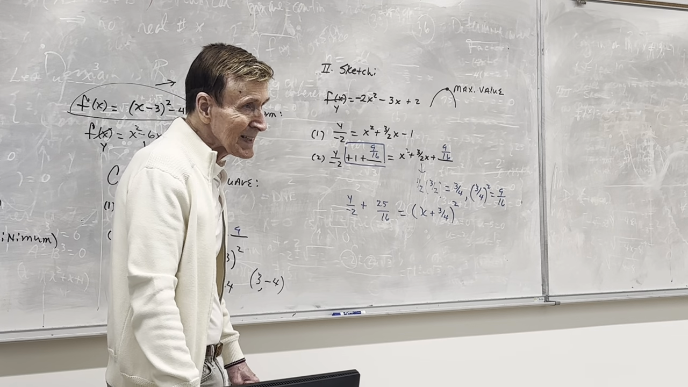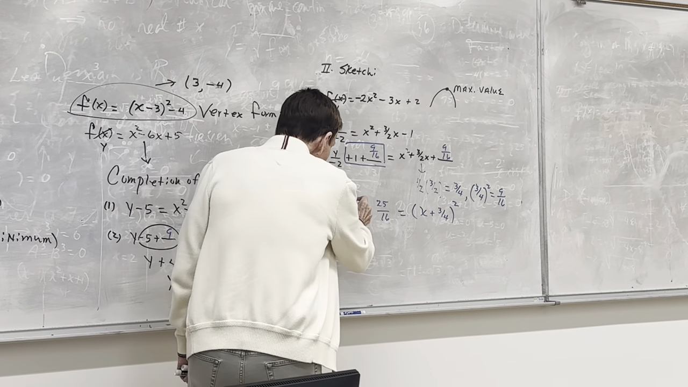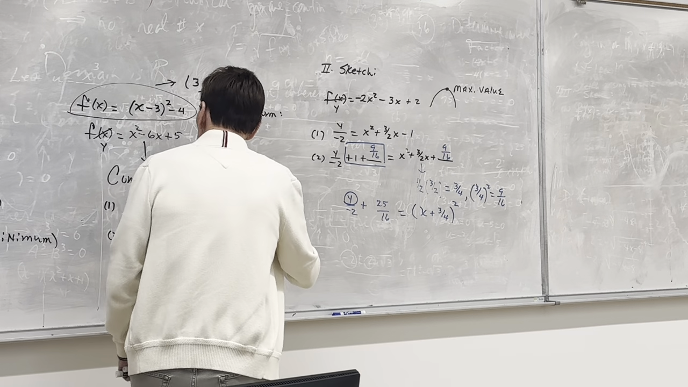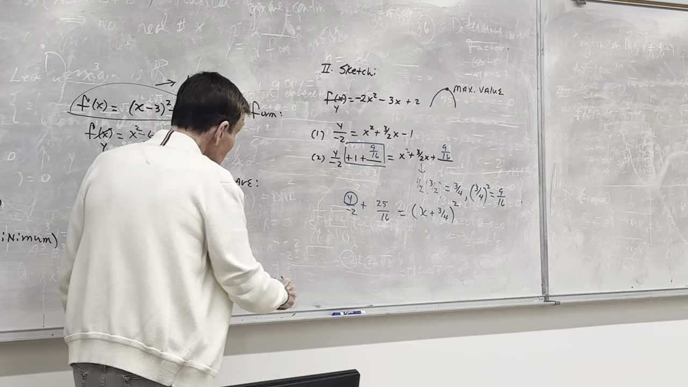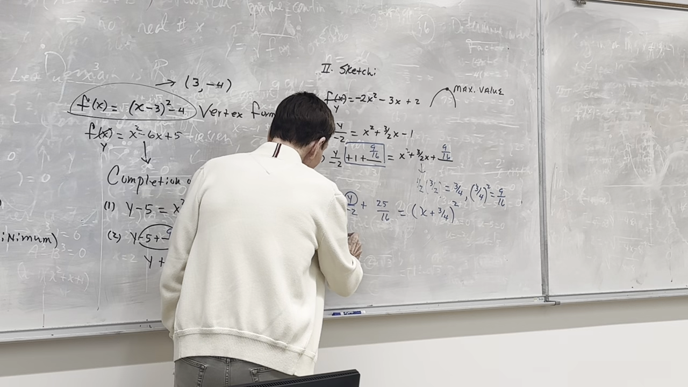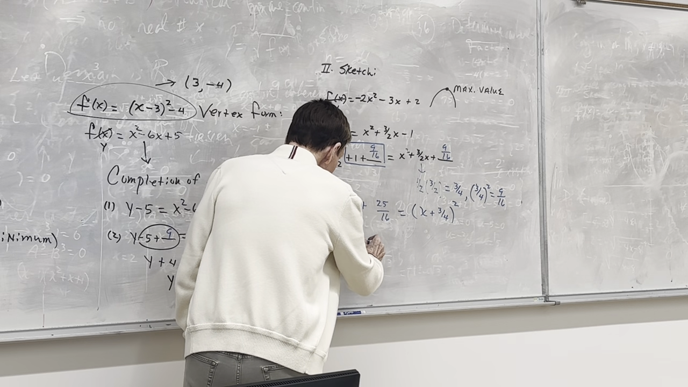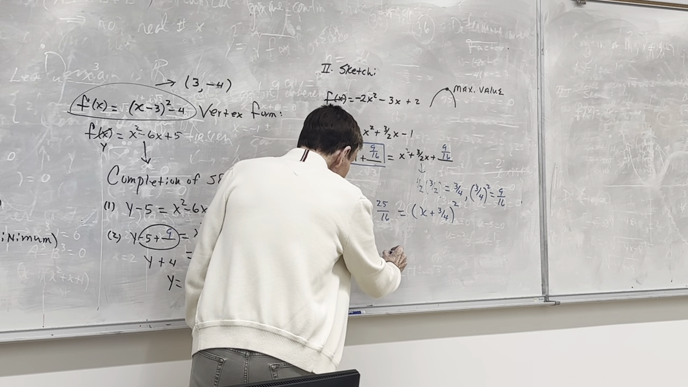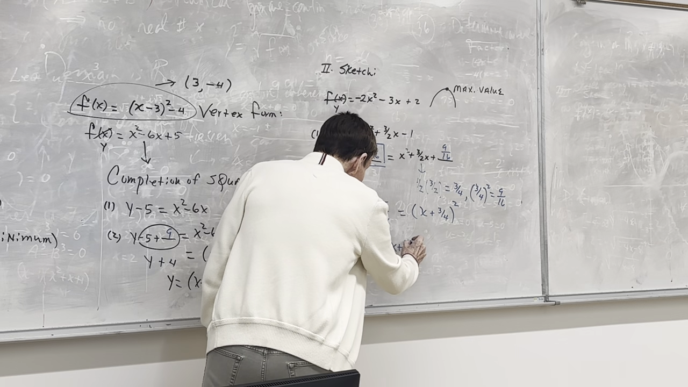Common denominator 16. I've got to solve for y. I've got to get the y by itself, as we should for vertex form. So let's go down to step 3. And to get the y, guys, we move that 25 over 16 over, out of the way.